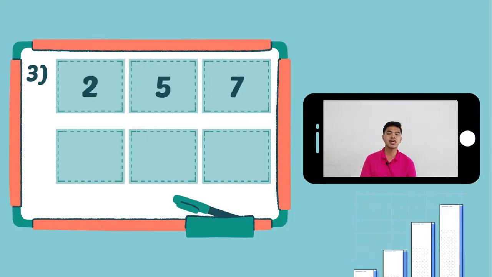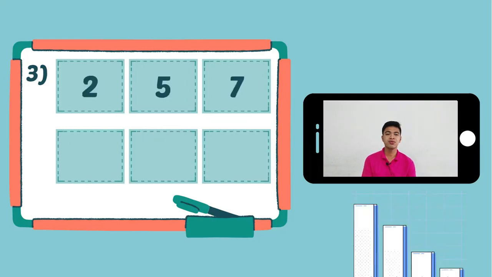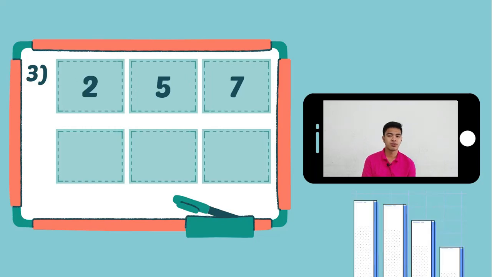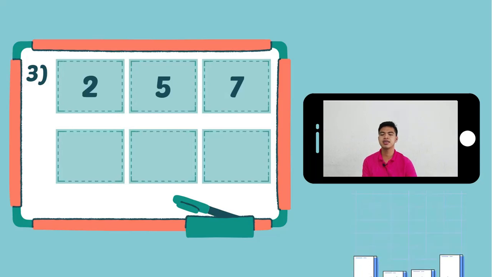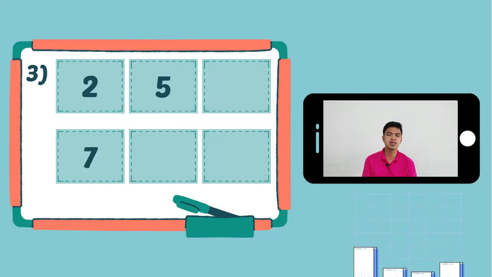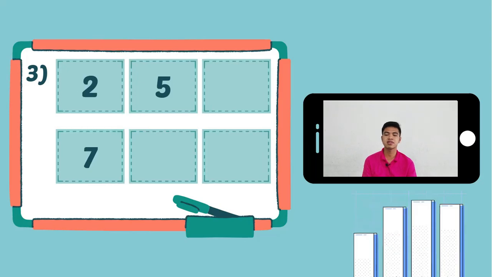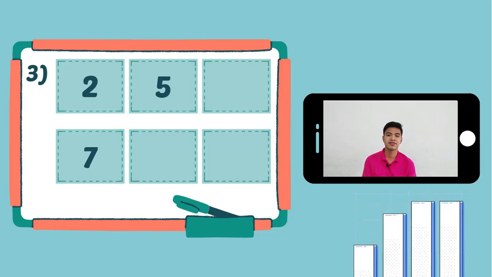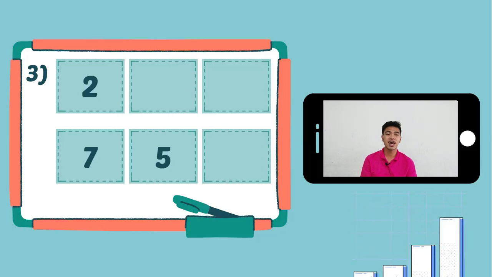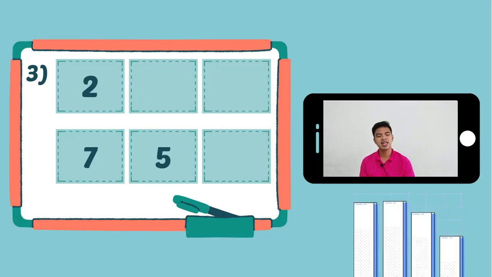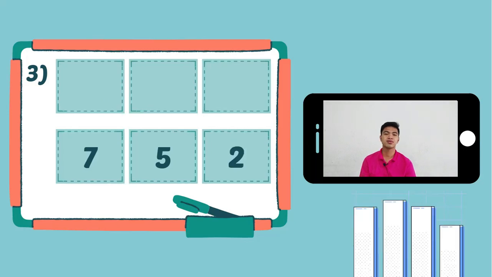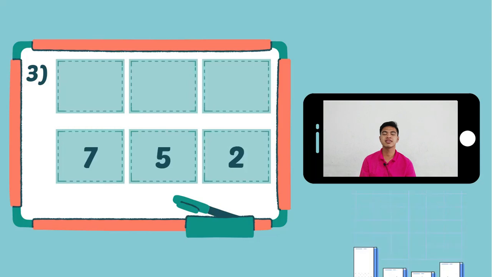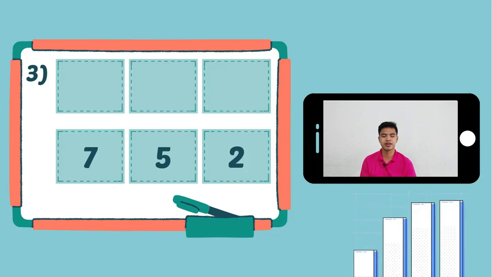And then for the number 3, we have 2, 5, 7. So we're going to see which is the biggest number. Very good, the biggest number is 7. Which is bigger among 2 and 5? Very good, 5 is bigger than 2. And then we have only 2, so we're going to write down number 2. So in this case, we have 7, 5, 2, and we arranged it in descending order.